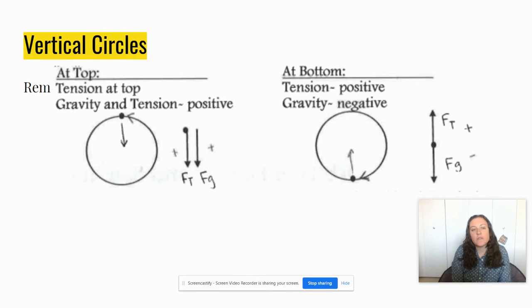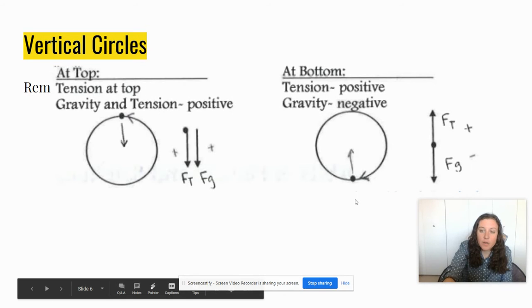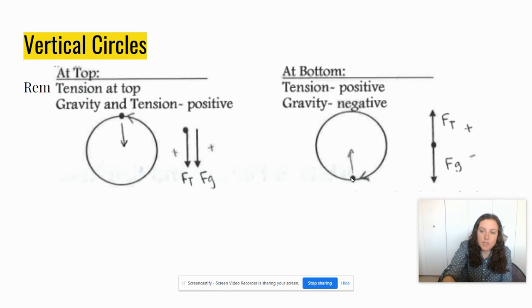Okay, we also did vertical circles. Remember, your acceleration is positive. So at the top, you have gravity and tension going down. They're both positive because they're towards the center. Versus at the bottom, you have tension going up and gravity going down. Tension's positive, gravity's negative because tension's towards the center and gravity is directly away from the center.